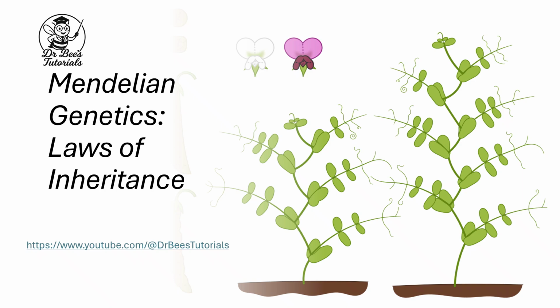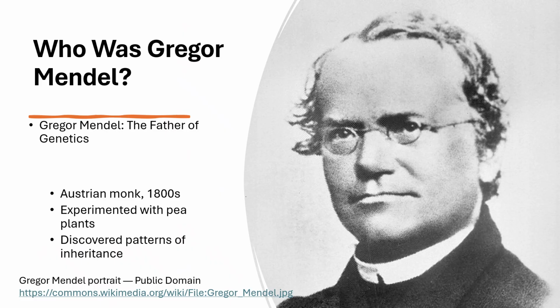In this video, we'll explore the foundation of genetics, Mendel's experiments with pea plants, and how they led to the modern understanding of inheritance. Gregor Mendel, an Austrian monk, discovered the basic principles of heredity by experimenting with pea plants in the 1800s. His work laid the foundation for modern genetics.